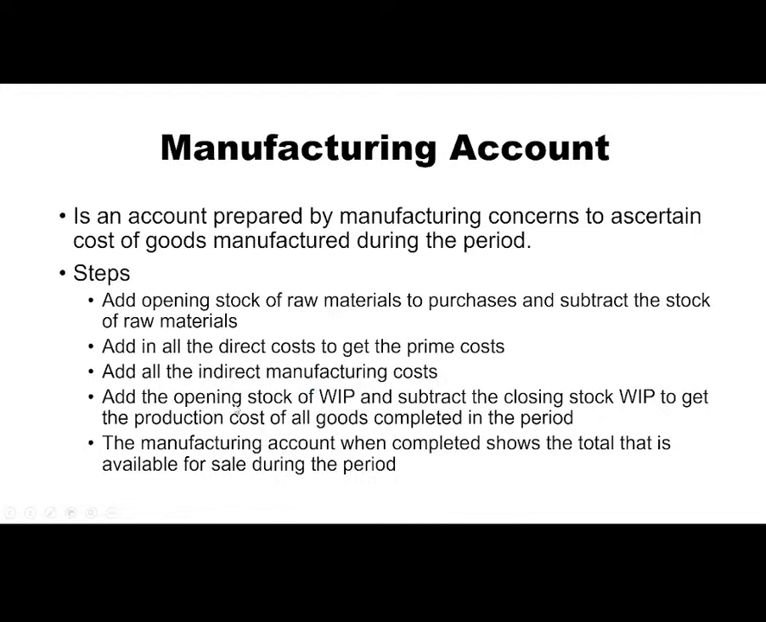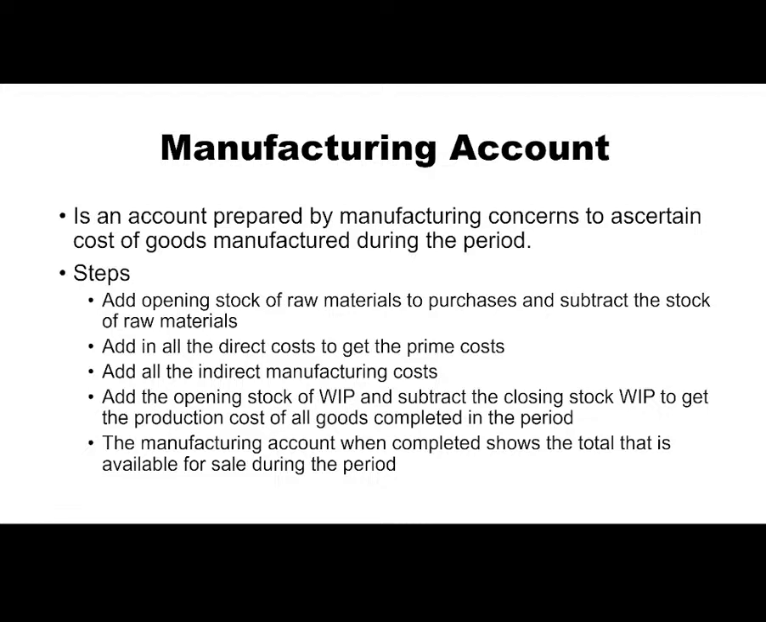Then you also have to add the opening stock of work in progress and subtract the closing stock of work in progress to get the production cost of all goods completed in the period. This is because the work in progress cannot be sold and therefore should not be included in the trading account. So that's why we are subtracting the opening and the closing.